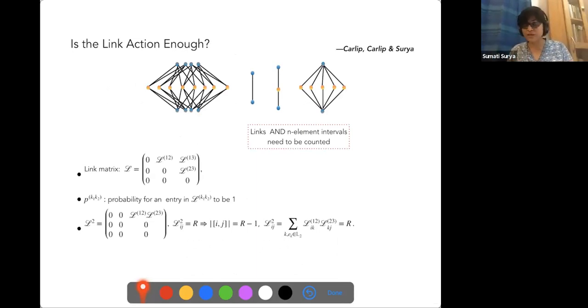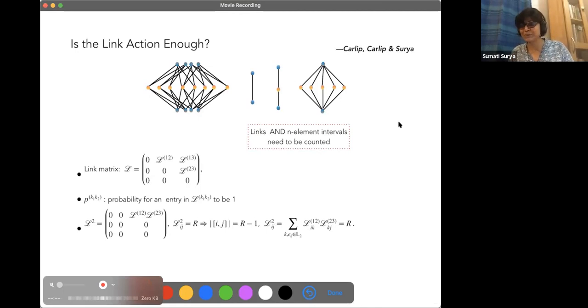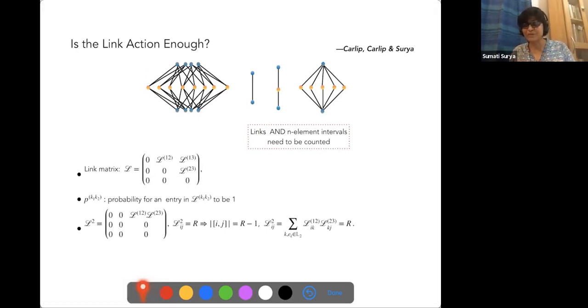But of course, the question that was always on our minds as well is, is a link action enough? And can we somehow try to do this counting by taking the full Benincasa-Dowker action? And this is work in progress. This is work with Carlip and Surya. So that's Peter Carlip, who is Steve Carlip's son, who got interested in the problem. And so the very nice counting problem. And so that's how we started to think about this.